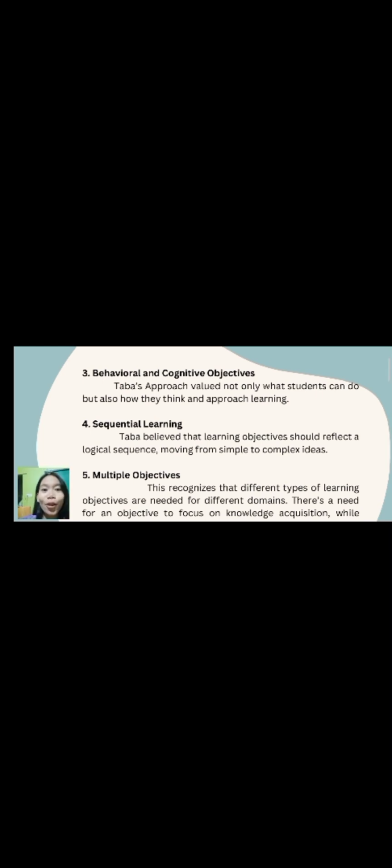All right, so we have number 4, sequential learning. Taba believed that learning objectives should reflect a logical sequence, moving from simple to complex ideas. Taba's approach emphasized that curriculum objectives should guide learners through progressively challenging content that deepens their understanding over time. So, this is the importance of having a logical sequence. The objectives should be developed with continuity in mind, allowing students to build upon their prior knowledge progressively, from simple to complex ideas.